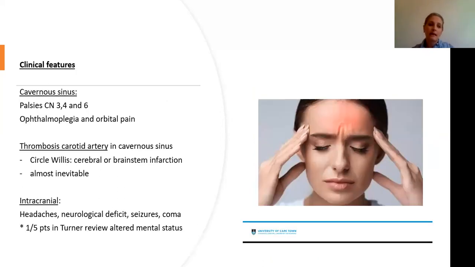If it extends to the cavernous sinus, you can have palsies of cranial nerves 3, 4, and 6, with subsequent diplopia, ophthalmoplegia and orbital pain. If there's thrombosis of the carotid artery in that cavernous sinus and extension to the circle of Willis, you inevitably will have cerebral or brainstem infarctions. And if there's any intracranial extent, you'll have headaches, neurological deficits, seizures, comas, and up to about a fifth of patients present with altered mental status.